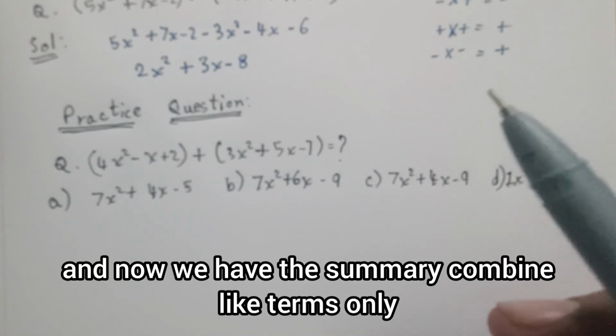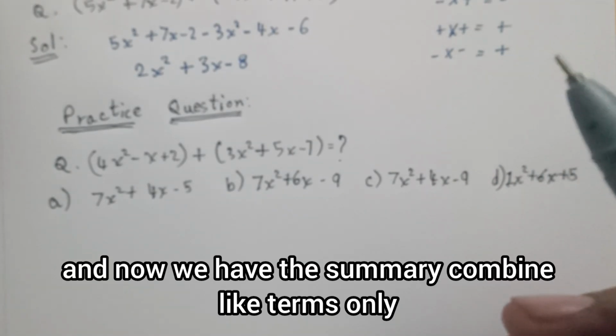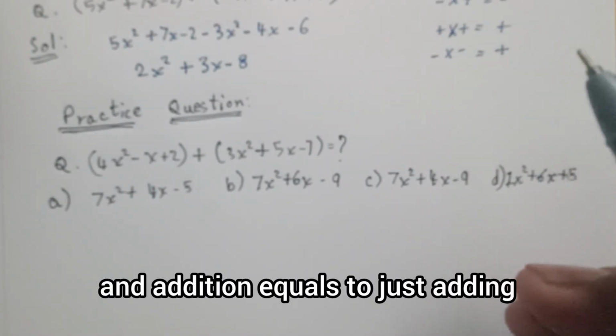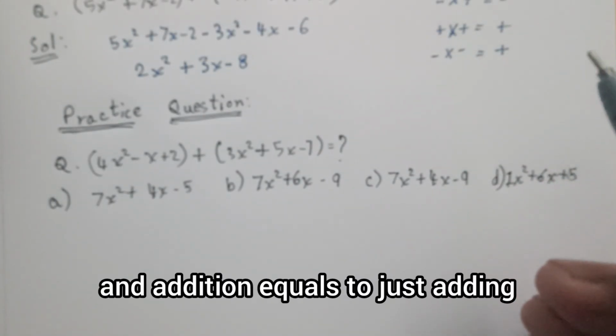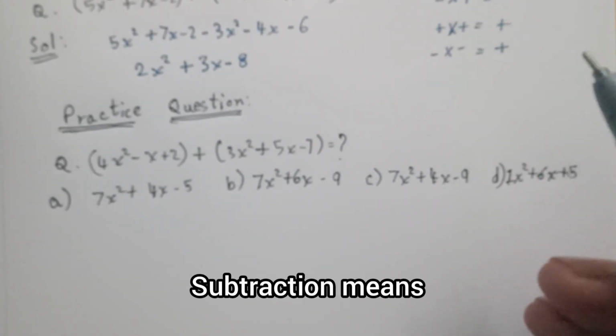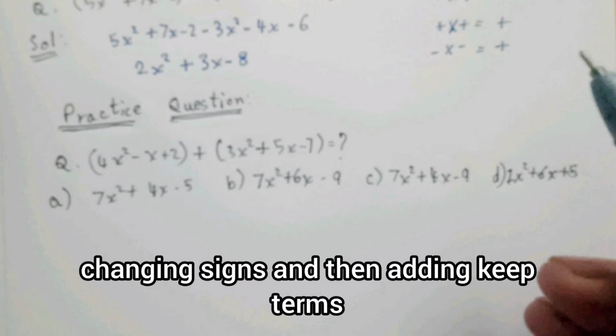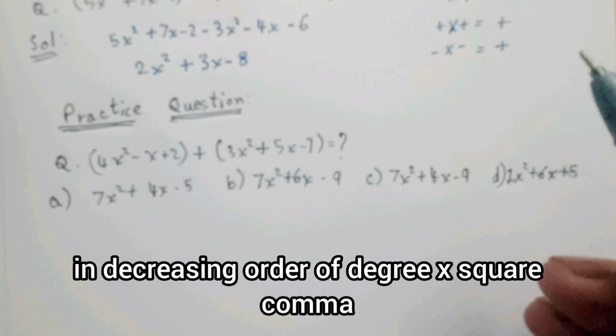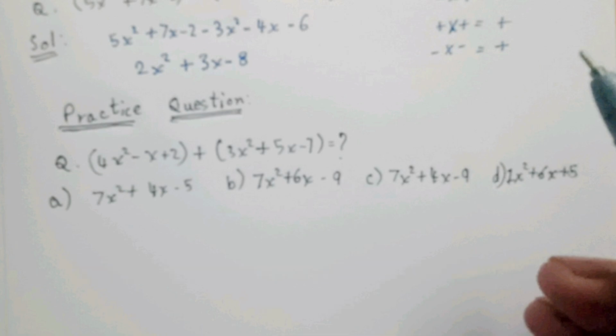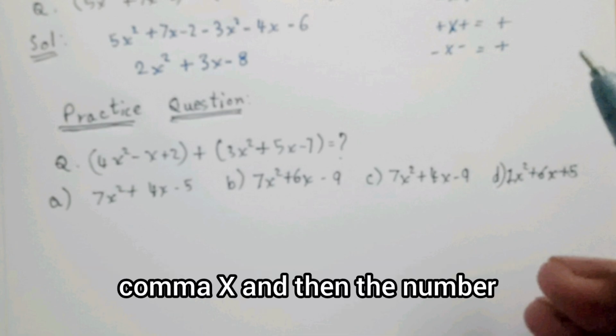And now we have the summary. Combine like terms only, and addition equals to just adding terms. Subtraction means changing signs and then adding. Keep terms in decreasing order of degree. X square, comma x, and then the number.